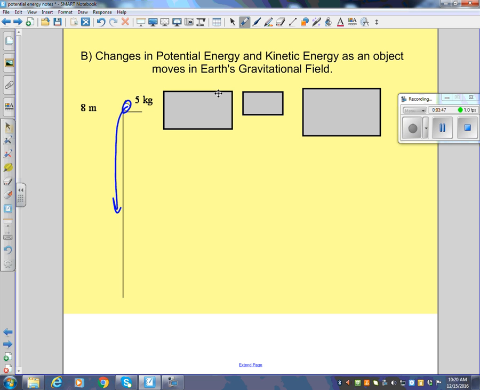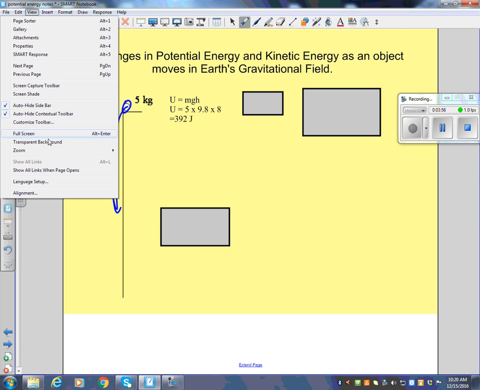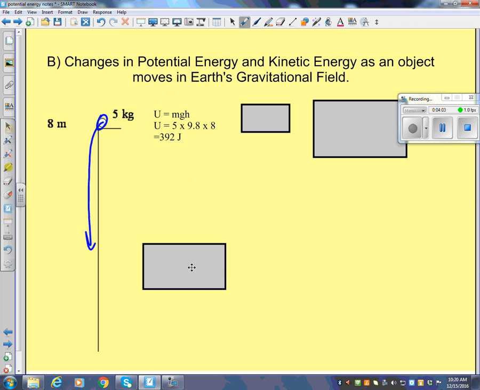So, how much energy do we have at the top? U equals mgh, 5 times 9.8 times 8, the height, 392 joules of potential energy. We've got 392 joules of potential energy just sitting there up on that ledge. I should say relative to that point there. If I take the foam ball and it's sitting on the table and I raise it, say, a meter, it has a certain amount of potential energy relative to the table. But over here, it's actually got more potential.